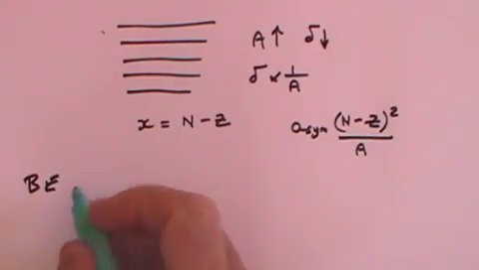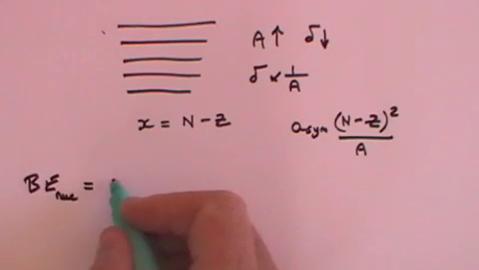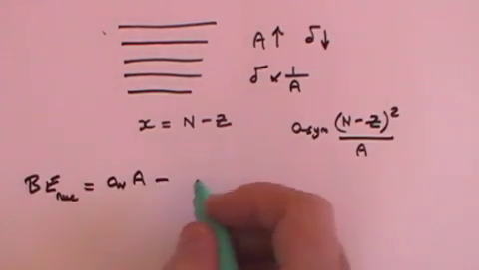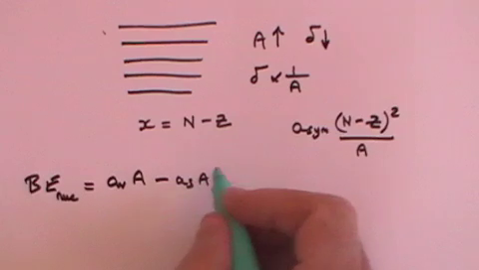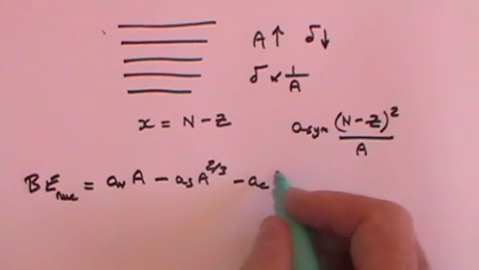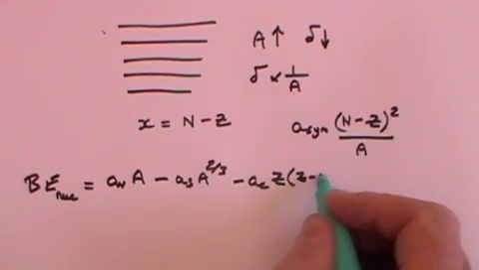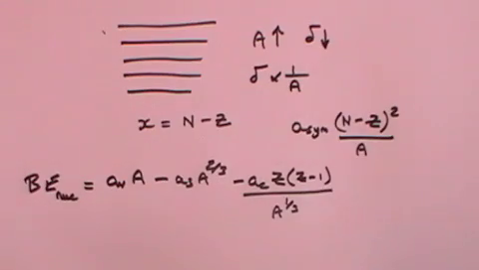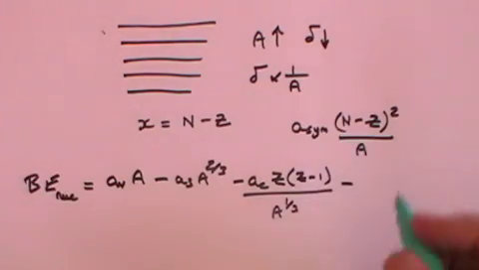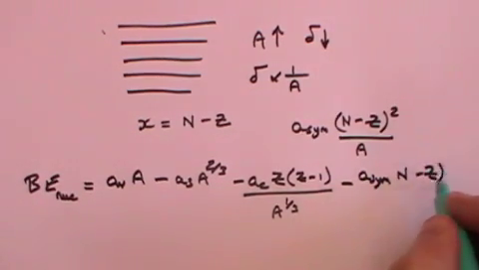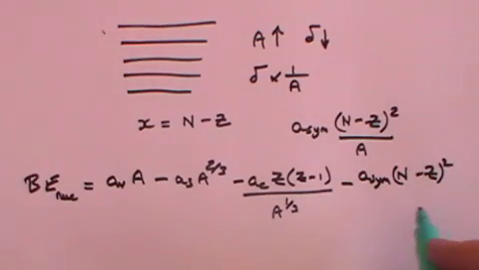So the binding energy of the nucleus is equal to this volume constant times the total number of nucleons. And then we have to subtract from that the surface term. Then we have to subtract from that the Coulomb term, Z into (Z minus 1) over A to the 1/3. And now we have to subtract this symmetry term, the symmetry constant times (N minus Z) all squared, over A.